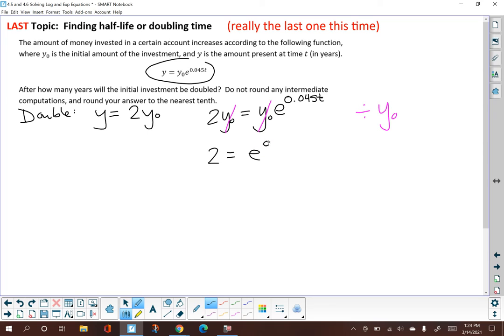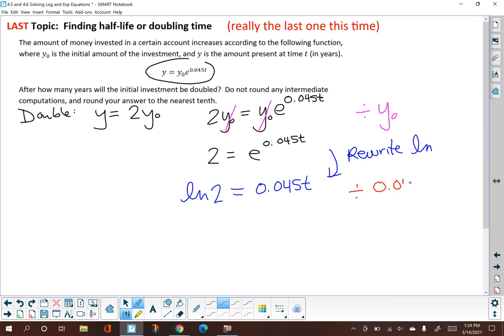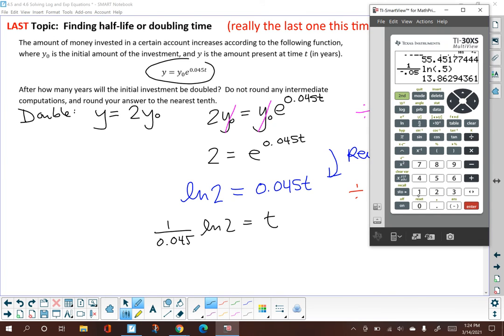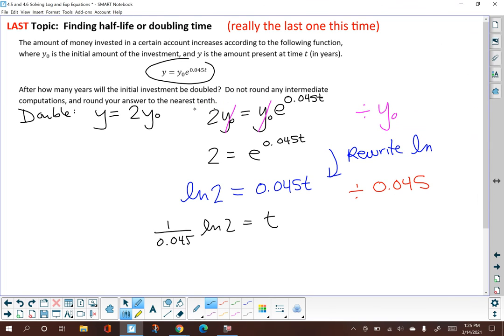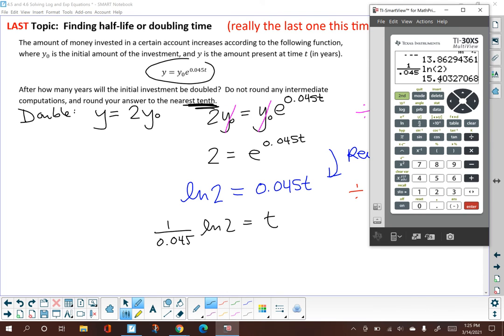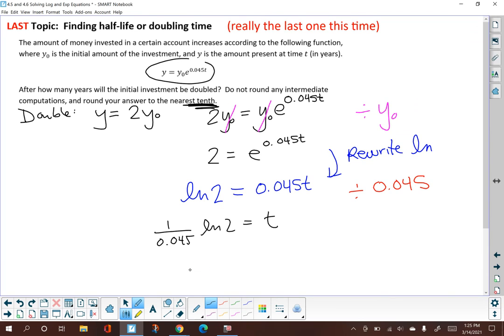So we get 2 is equal to e^(0.045t). We can rewrite that in log form. So this will be the natural log of 2 is equal to 0.045t. And we just have the one last step of dividing both sides by 0.045. And if we evaluate that in our calculator, this said round to the nearest tenth. Make sure you're really watching your rounding statements because every problem could be different. So if we round this to the nearest tenth, that's going to be 15.4. And this is years.